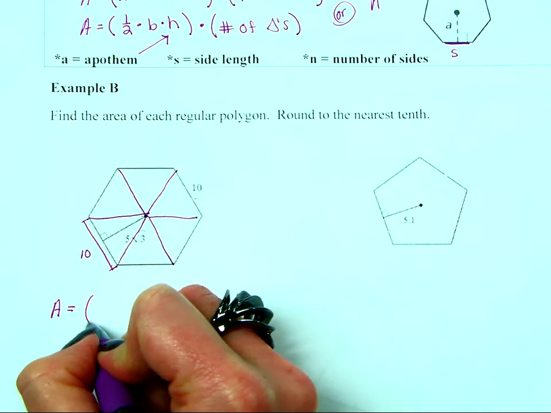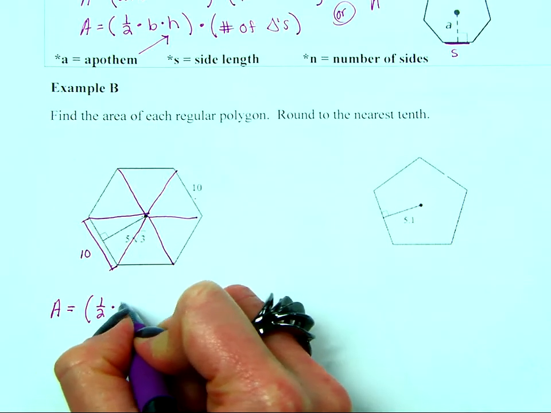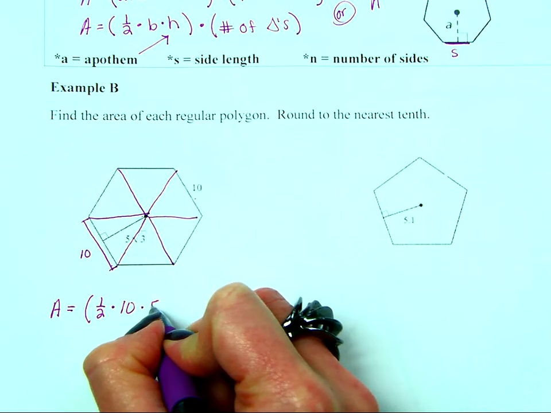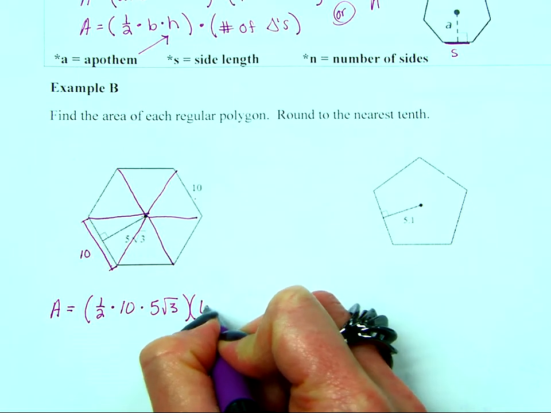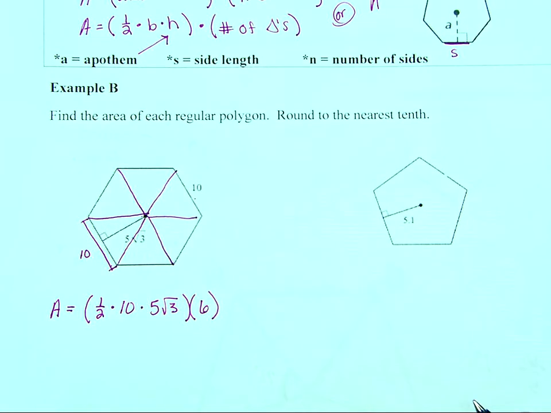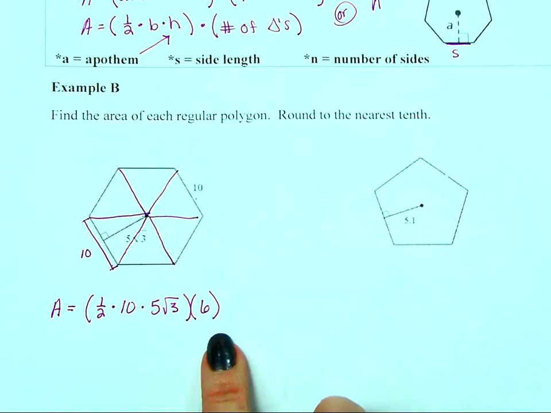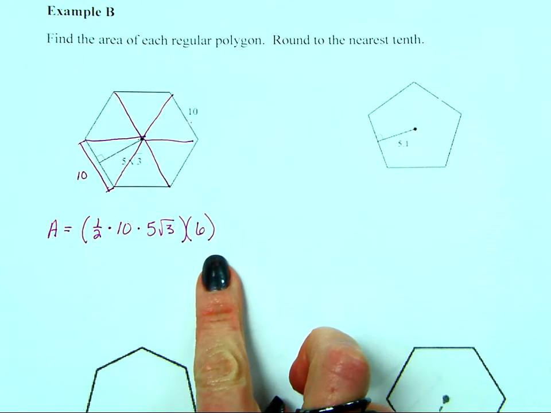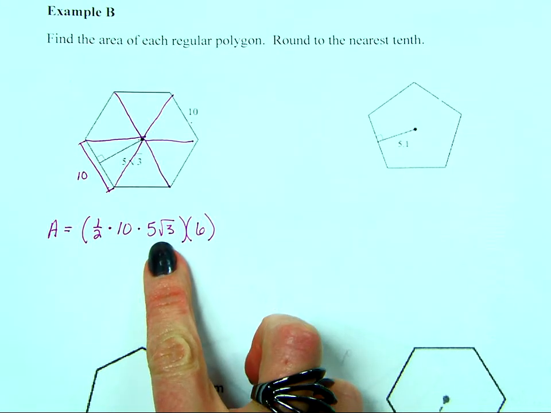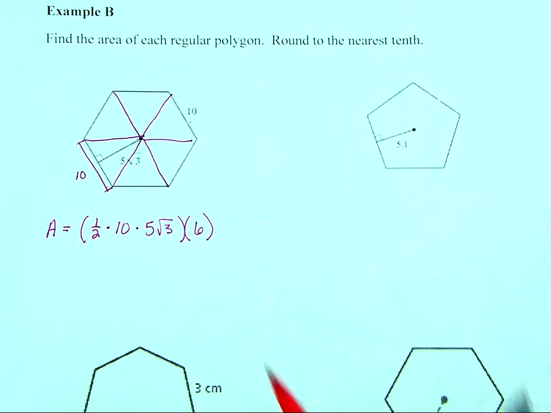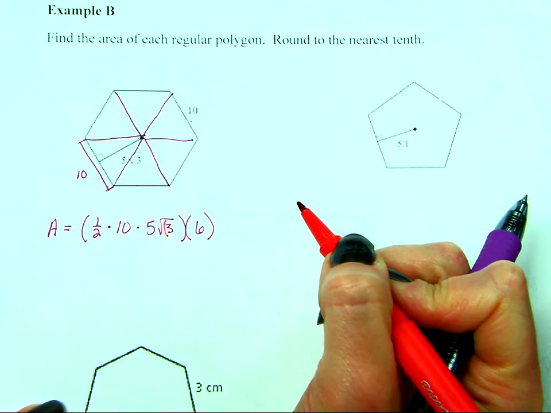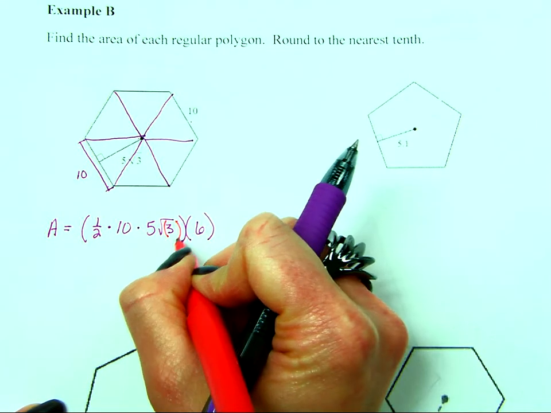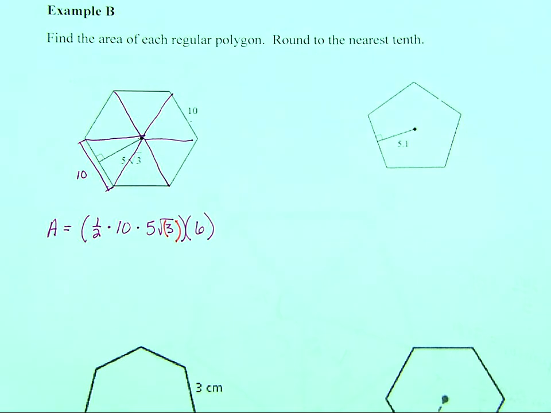We can have 1/2 times the base times the height times the number of triangles. This particular figure is a hexagon, so there are 6 of them. Now I'm just going to multiply that on my calculator. But what I do want you to be careful of, when you enter 5√3 on your calculator, it's going to put a parenthesis right there. So you need to make sure that you close that parenthesis off, okay?